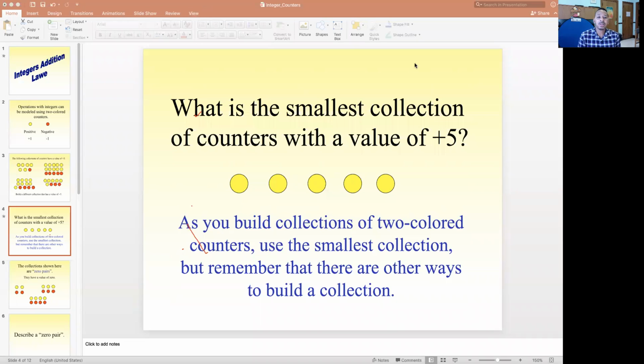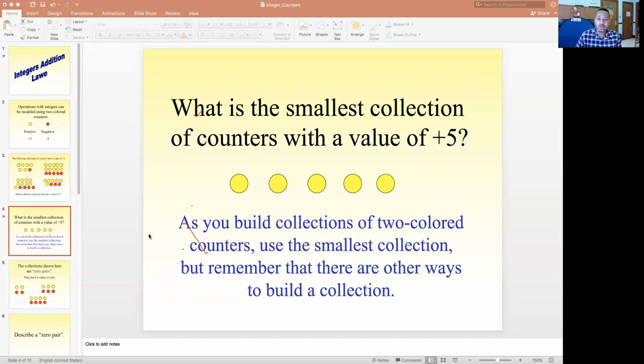What is the smallest collection of counters with a value of positive 5? As you build collections of 2 colored counters, use the smallest collection, but remember that there are other ways that we can make positive 5 using the red and yellow counters, okay? If you want the smallest collection of positive 5, it would just be 5 yellow counters, right? That's the smallest collection. But there are many other combinations that you could use.